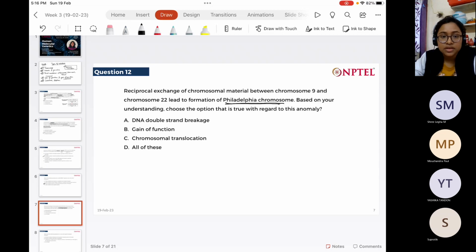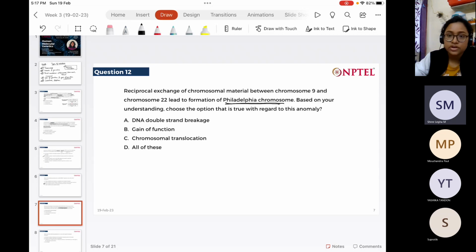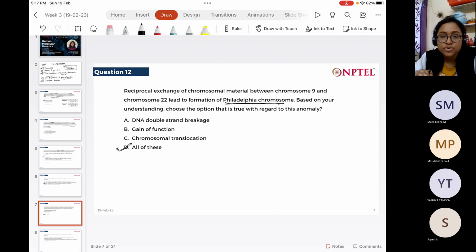So which is correct? Is it caused by DNA double strand break, or does it lead to a gain of function, or is it chromosomal translocation happening, or all of these? What do you guys think? All of these, ma'am. You're correct. So all of these contribute to the formation of Philadelphia chromosome.